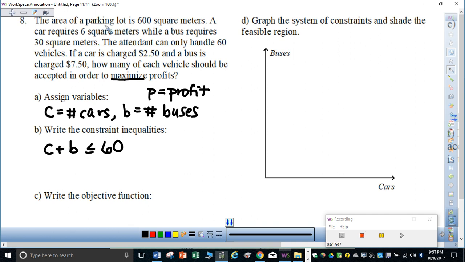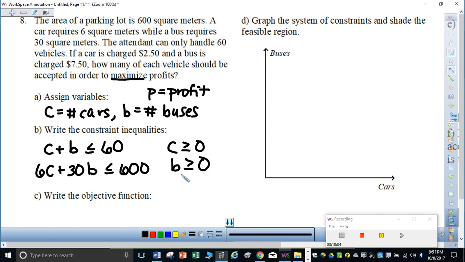Another constraint is the area of the parking lot. It's 600 square meters. A car requires 6 square meters, while a bus requires 30 square meters. So all of that must be less than or equal to 600. The other constraints that are implied is that it has to be a positive number of cars and buses.